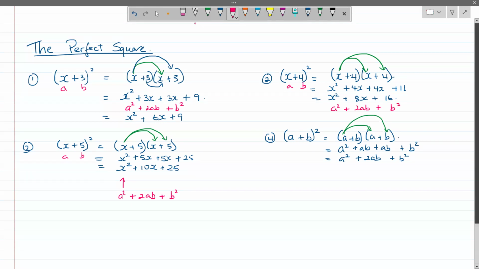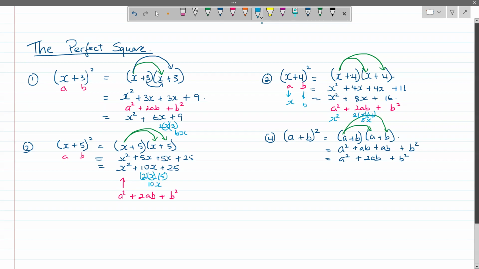What is A here? A here is x. So we have x squared. What is B? B is 4. So 2 by x by 4 is giving us 2 4s are 8x. Everybody see that? Look at it here. A is x. B is 3. So 2 by x by 3 is giving me 6x. Look here again. A is x. B is 5. So 2 by x by 5 giving me the 10x.